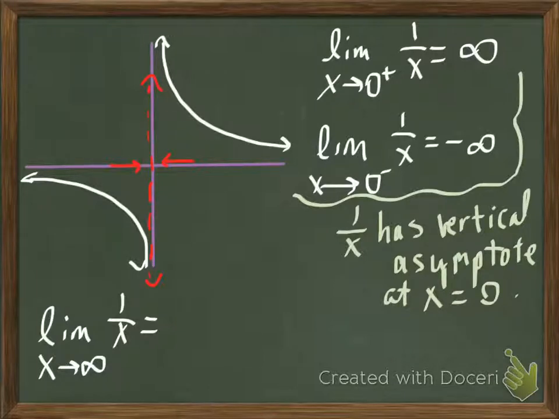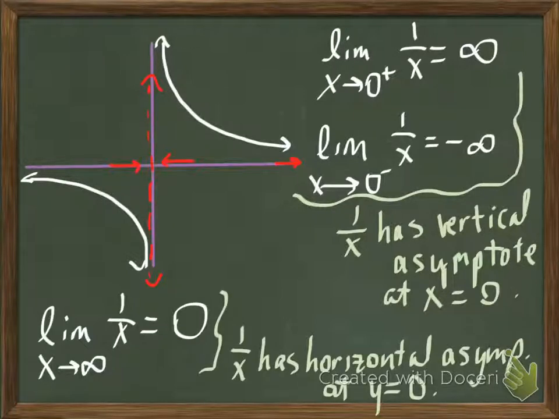On the other hand, what's happening to this function 1 over x as x goes to infinity? As x gets really big, what's happening to the graph of 1 over x? Well, it's going to 0. What we mean by that is that the function 1 over x has a horizontal asymptote, which we might put as a dotted horizontal line at y equals 0.